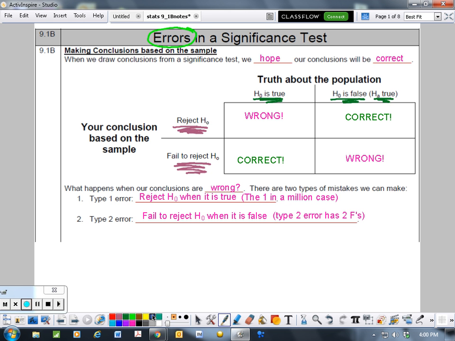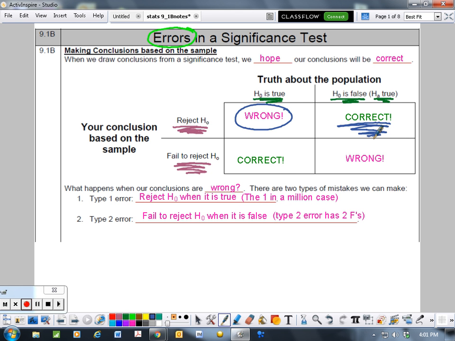If I reject H0, but H0 is true, then we get a wrong answer. We were wrong in our test, and we don't want that to happen, so we want to minimize that probability. Now, if we reject H0 and H0 is false, then we did a good thing, and we want that probability to be high.